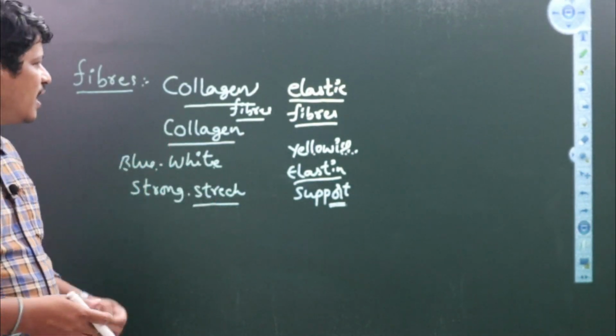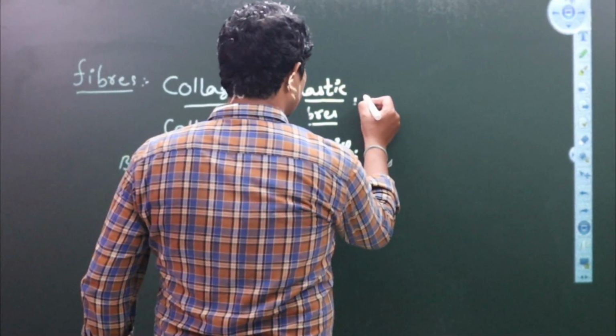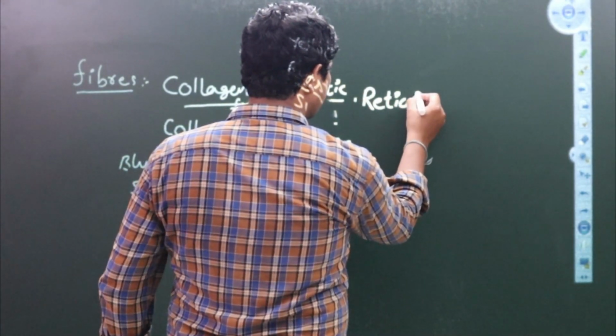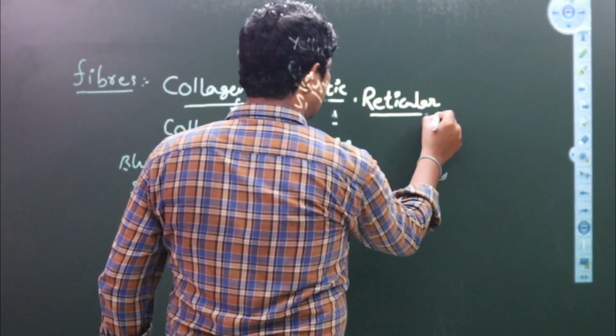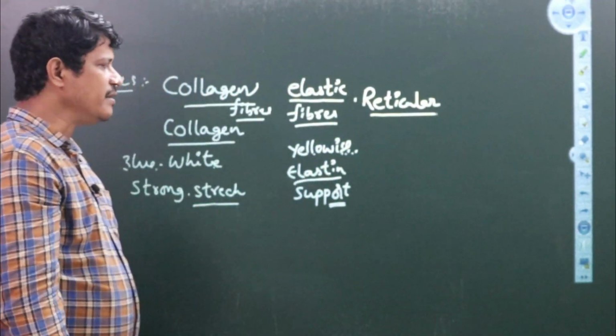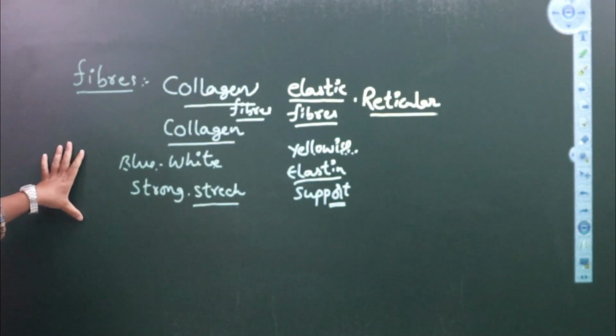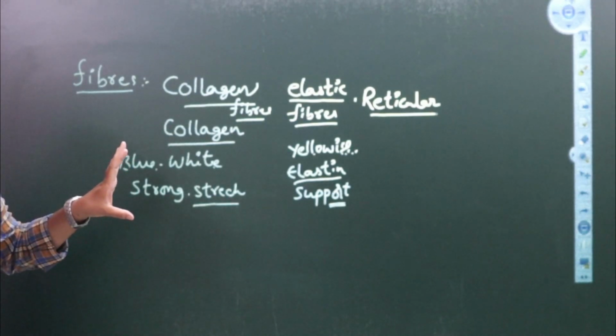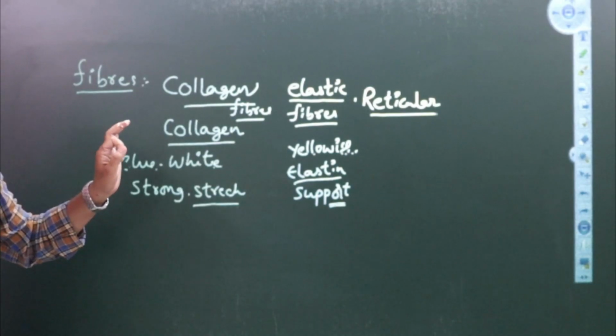This is about the different types of protein fibers. And the last one is reticular fibers. These are the different types of fibers in the areolar connective tissue. Now we are going to discuss the adipose tissue.